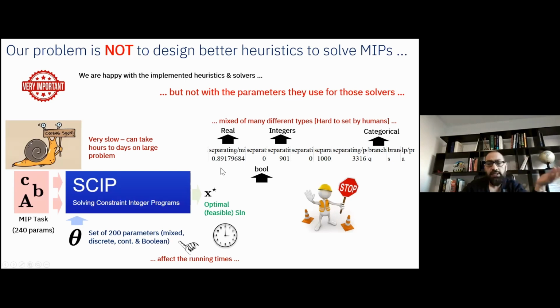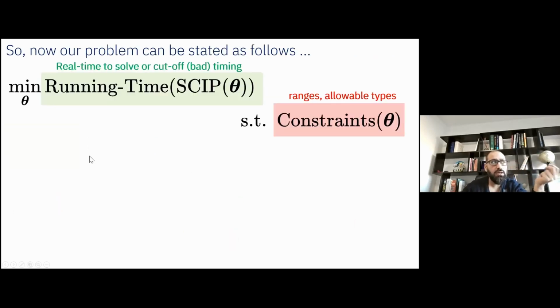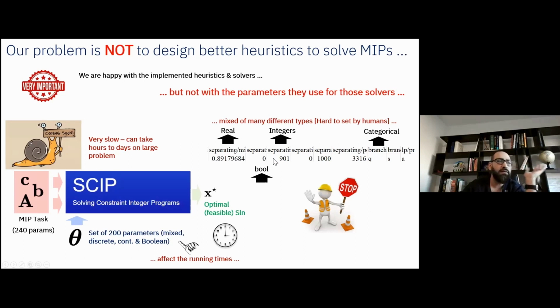So now the question is, how would we set those parameters in order to guarantee a specific property? What we really mean is I would like to find those parameters theta that will minimize the running time of my SCIP solver, or any solver for that matter. We just tried SCIP because I think it was used in one of the NeurIPS competitions. And this SCIP has this parameter theta, and of course there are constraints on this theta. For example, this variable needs to be categorical, this variable needs to be Boolean, this variable is an integer, and so on.